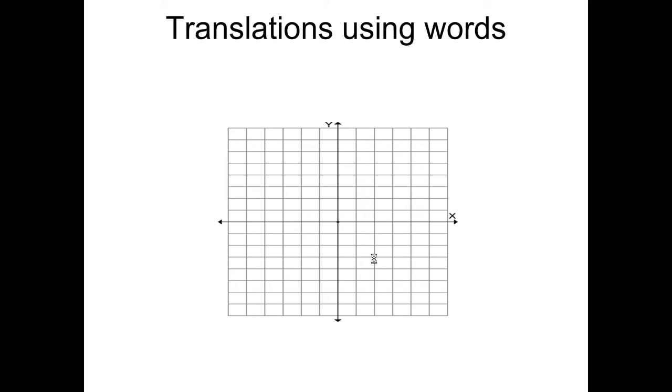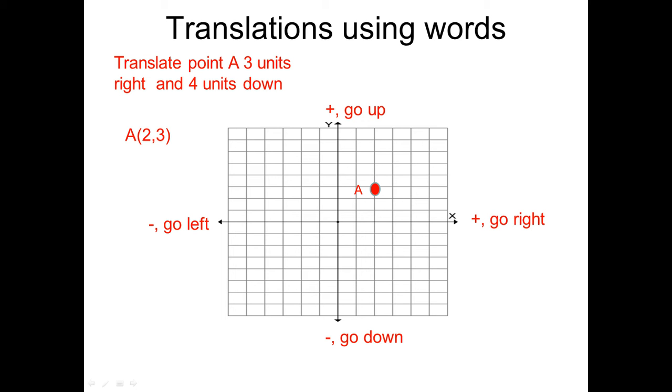So let's go ahead and look at translation using words. So if I translate the point 2, 3, and I want to move it 3 units to the right and 4 units down, you simply start with your ordered pair and you count 3 units to the right and 4 units down, and we put our new point there.